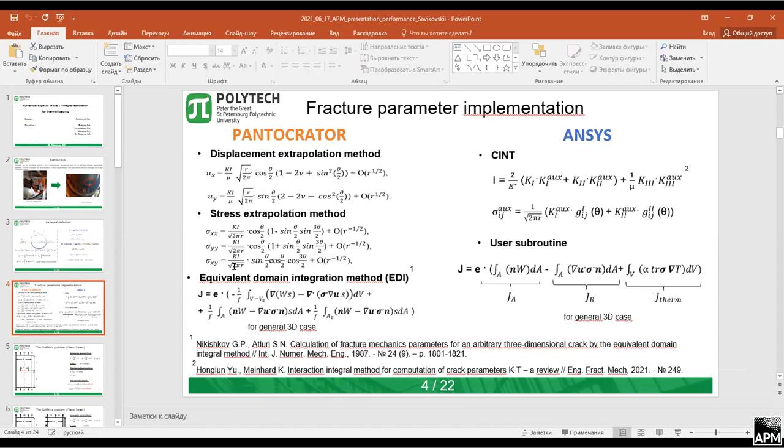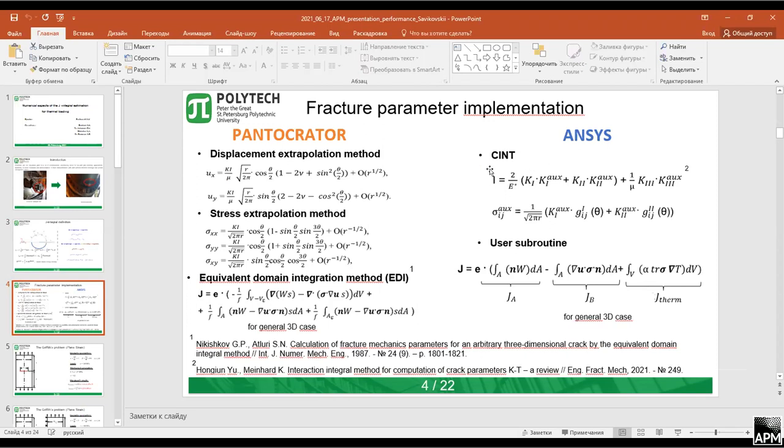It uses three numerical methods for fracture parameter calculation: displacement extrapolation method, stress extrapolation method, and equivalent domain integration method. The first two methods calculate displacement and stress distribution and estimate the stress intensity factor. The equivalent domain integration method uses the expression for the G integral, which consists of area integration, and converts it to volume integration. So, as mentioned, this is more numerically effective. This method was developed by Nikishkov Gennady Pavlovich.